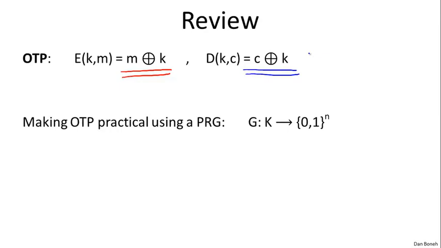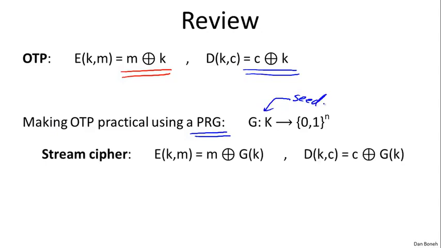When the key is uniform and random, we proved that the one-time pad has this information theoretic security that Shannon called perfect secrecy. The problem was, of course, the keys are as long as the message, so the one-time pad is very difficult to use. We then talked about a way to make the one-time pad practical by using a pseudo-random generator that expands a short seed into a much larger pad.